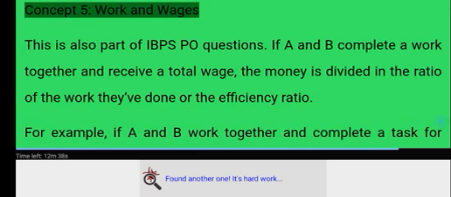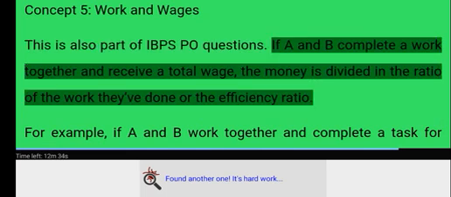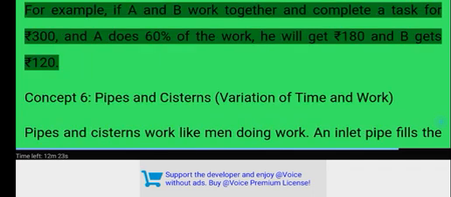Concept 5. Work and wages. This is also part of IBPS PO questions. If A and B complete a work together and receive a total wage, the money is divided in the ratio of the work they've done or the efficiency ratio. For example, if A and B work together and complete a task for 300 rupees, and A does 60% of the work, A will get 180 rupees and B gets 120 rupees.